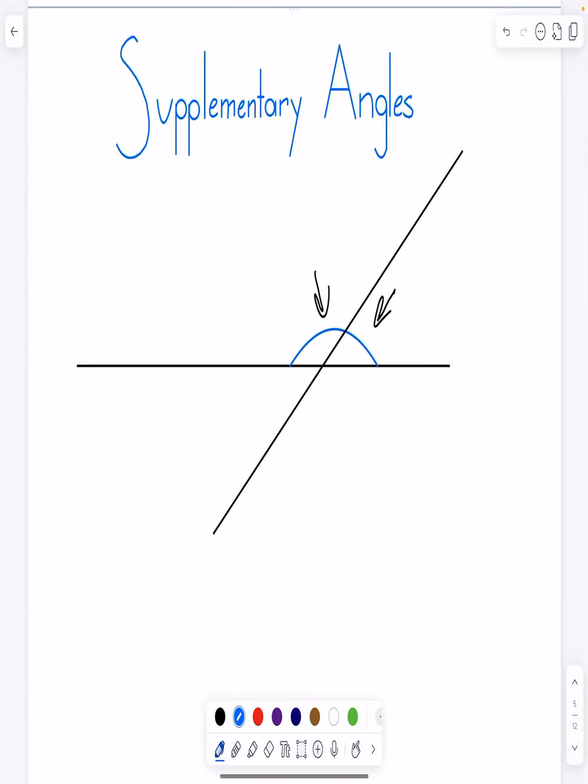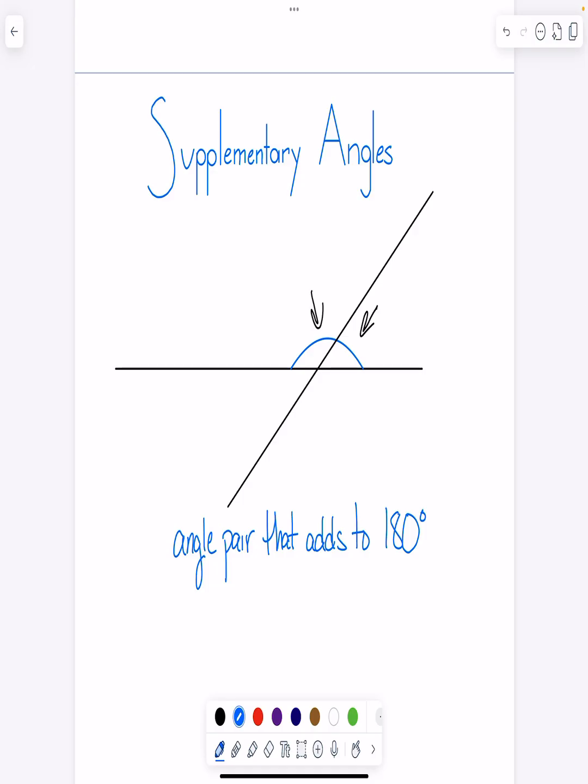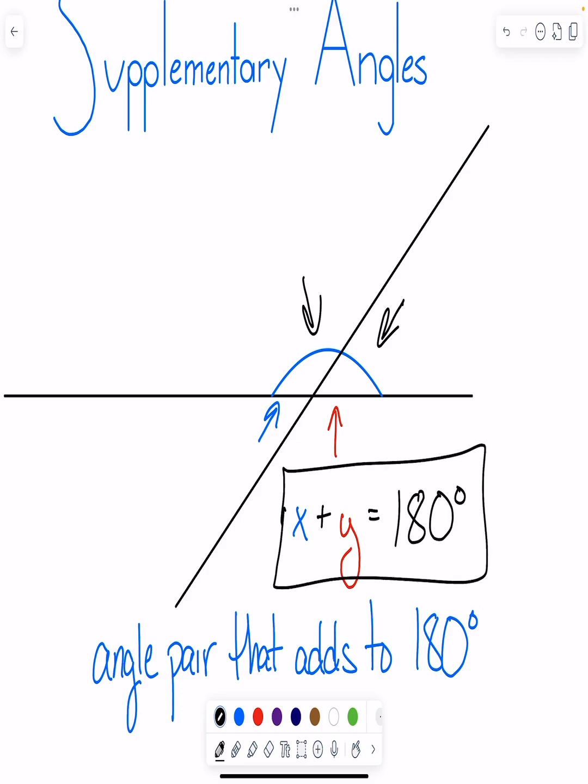Supplementary angles are an angle pair that adds to 180 degrees. So if we were to take this angle to the left and add it to this one to the right, whatever that angle is, x, plus some y, should give me 180 degrees total. So that's how supplementary angles work.